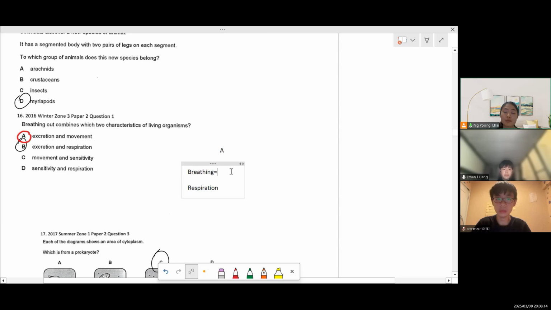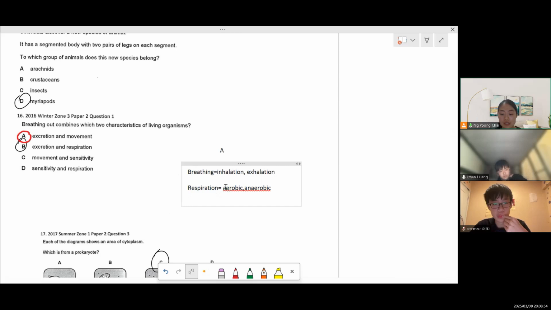In breathing, we mean that you are breathing in air and breathing out air. So we include inhaling oxygen and exhaling carbon dioxide. So breathing includes inhalation and exhalation. Then how about respiration? Respiration, you classify into two types, right? One is aerobic respiration, another one is anaerobic respiration.